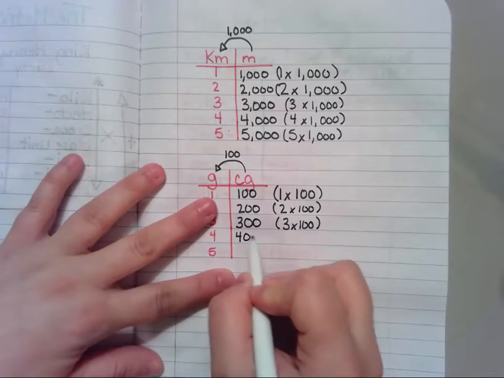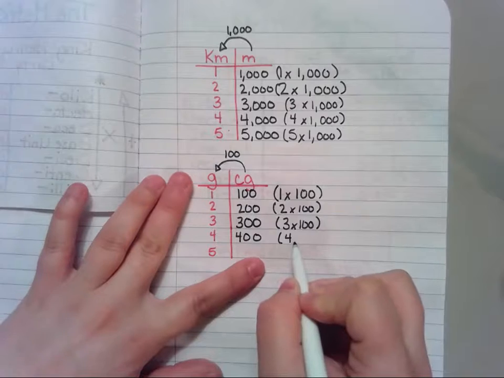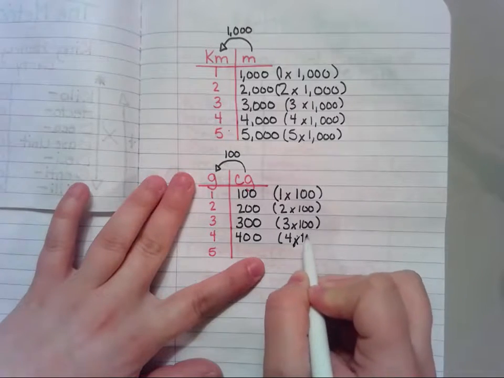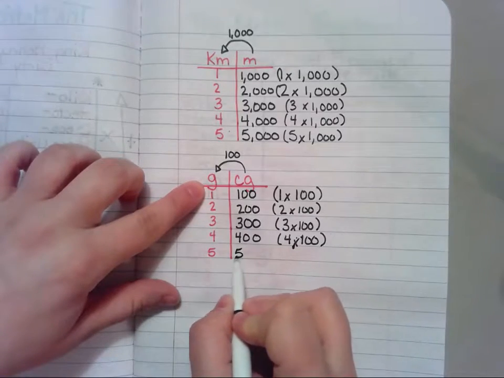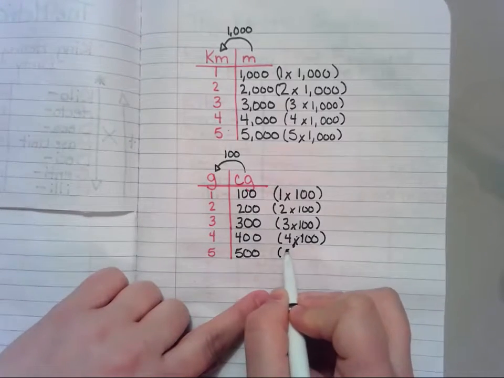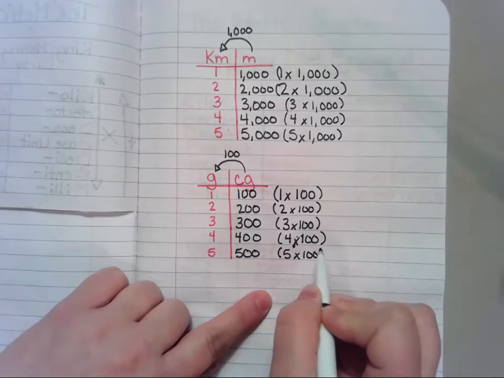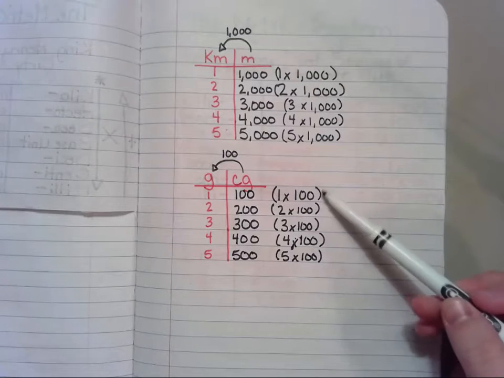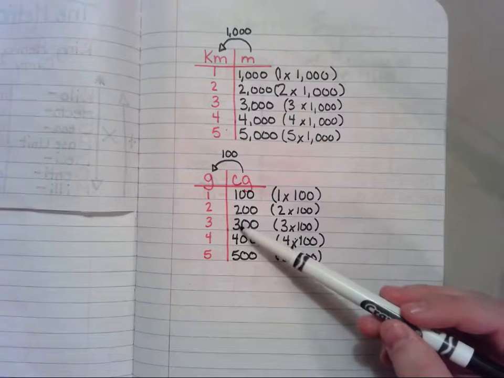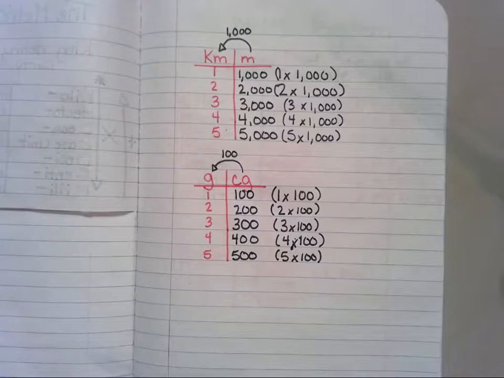So for 4 grams, it's going to take me 400 centigrams, and I do 4 times 100. For 5 grams, it would take me 500 centigrams to make those 5 grams, and I do 5 times 100. So notice I'm always multiplying by 100 in this chart, and my numbers go up by 100 each time. The metric system works on the multiples of 10. 10, 100, 1,000.